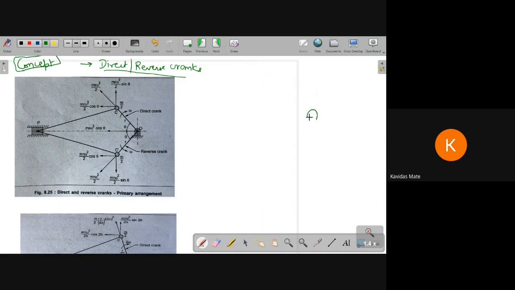So let's start. Assume that this is a slider crank mechanism. This is the piston, the line of stroke of that piston. This is the crank R, this is L. And we know the inertia force that we derived during the inline engine: F is equal to m r omega square into cos of theta. So this is the slider crank mechanism with the inertia force coming out to be m r omega square cos theta.